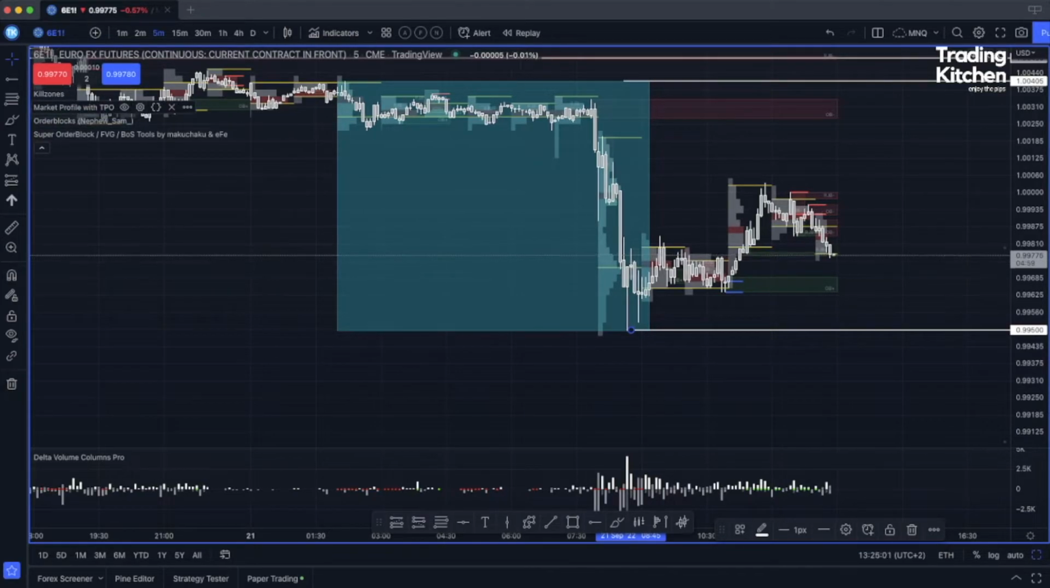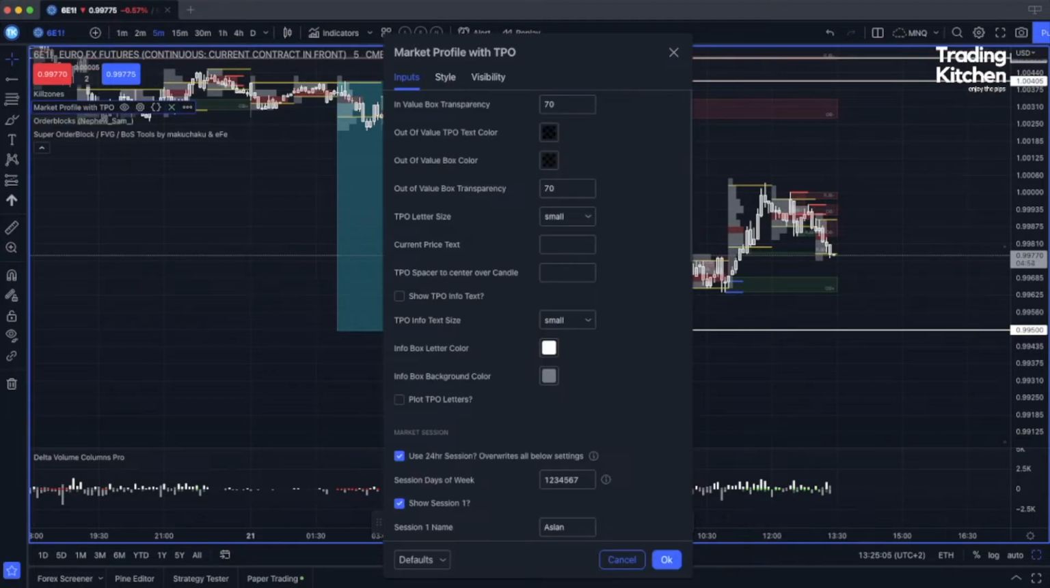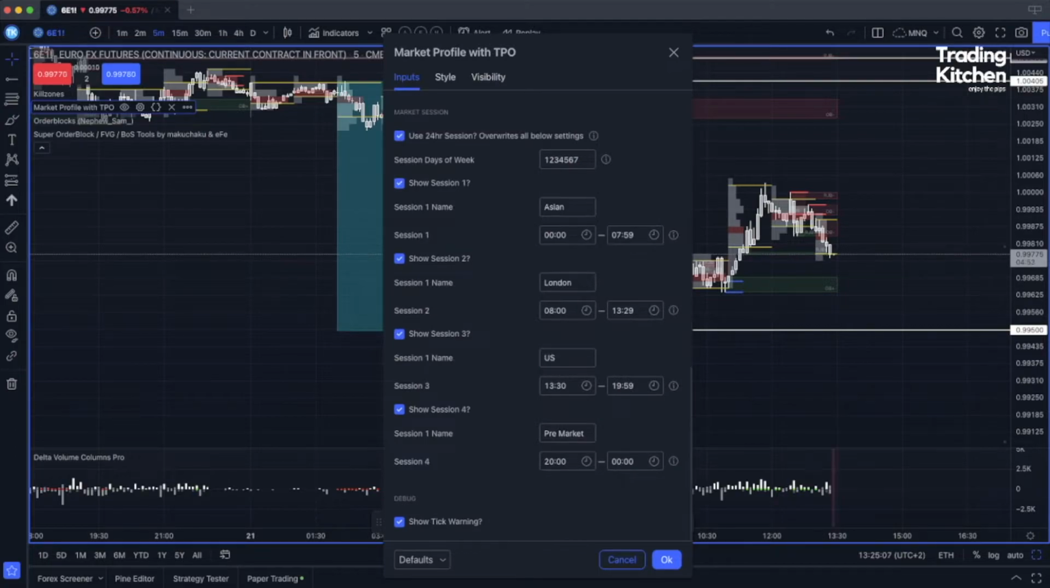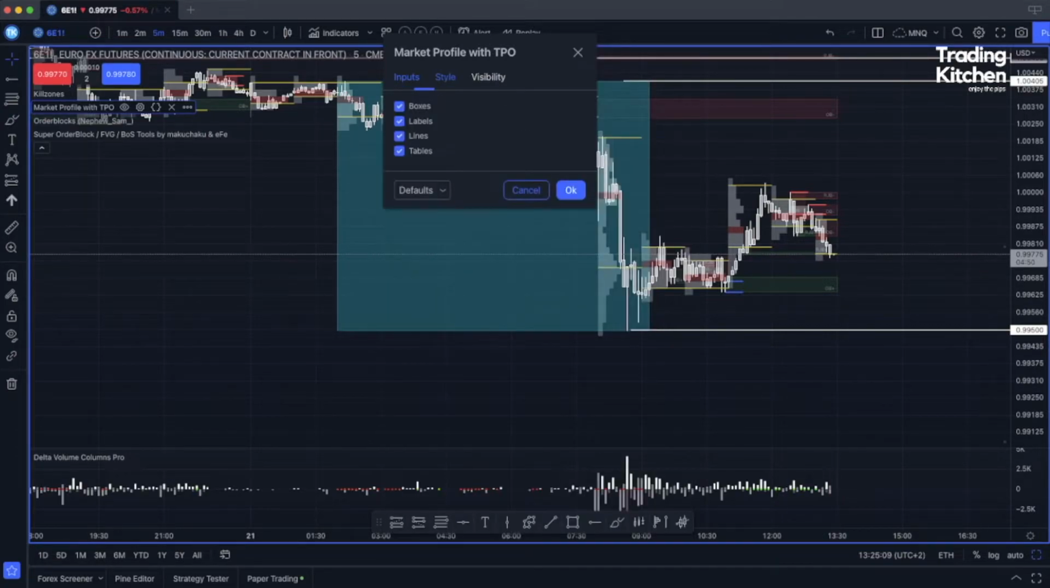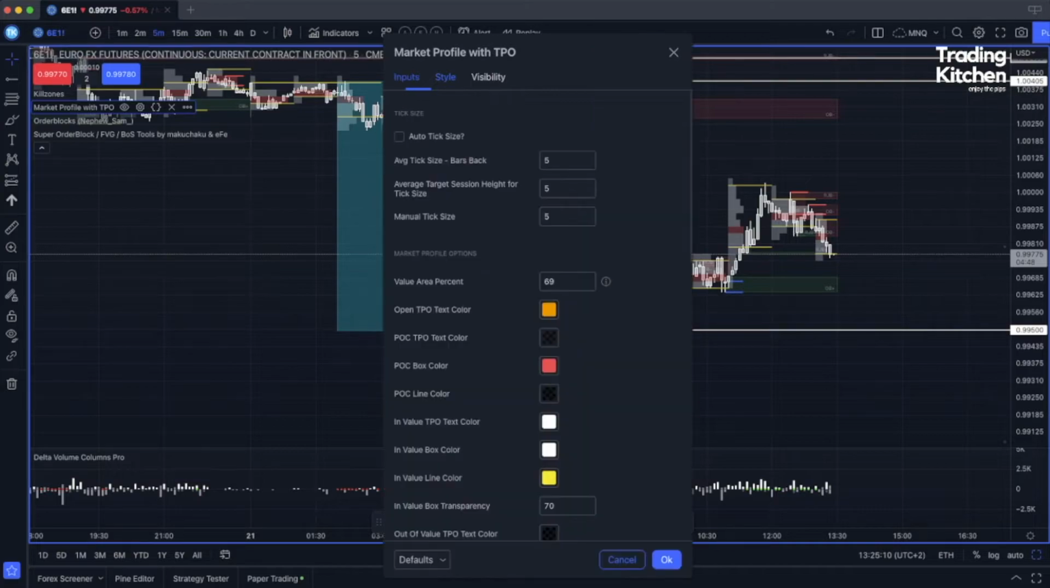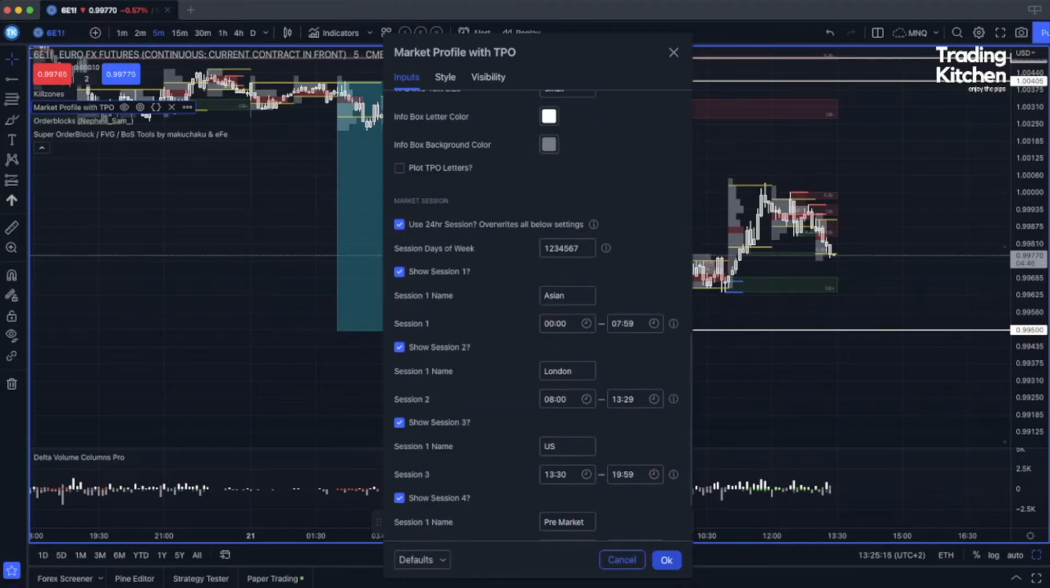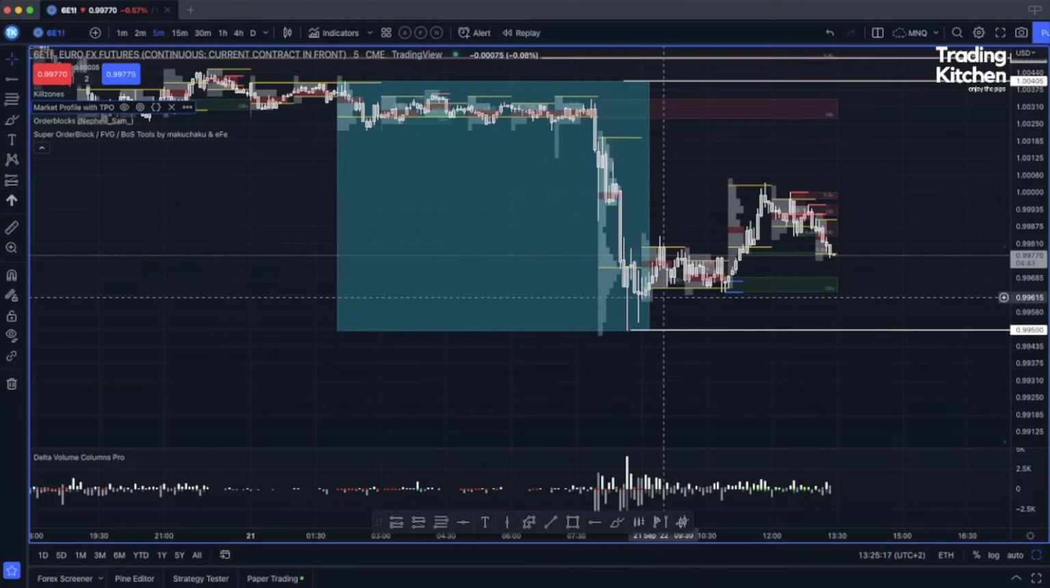Okay, I'll show you my settings, and then you can stop the video and watch it. Basically, this is my view, so I want to highlight the TPO, the market profile, for every hour.